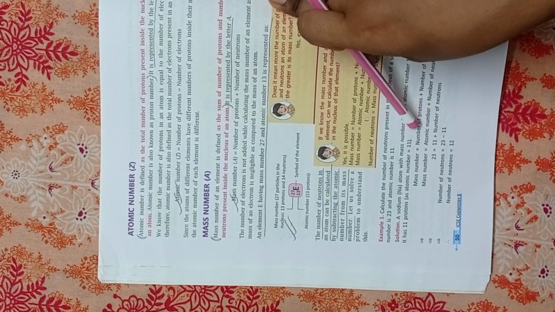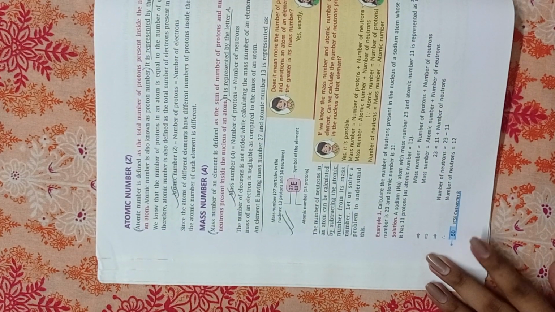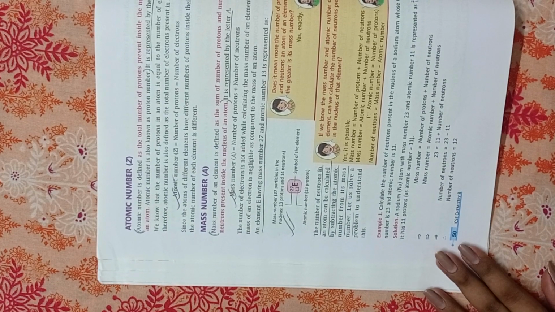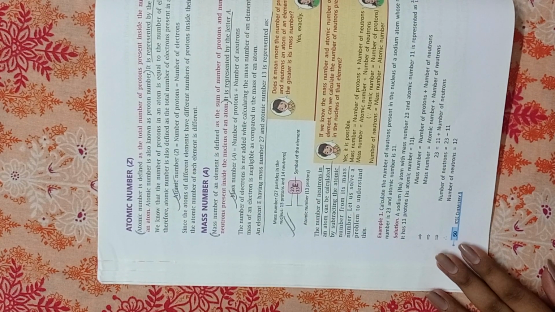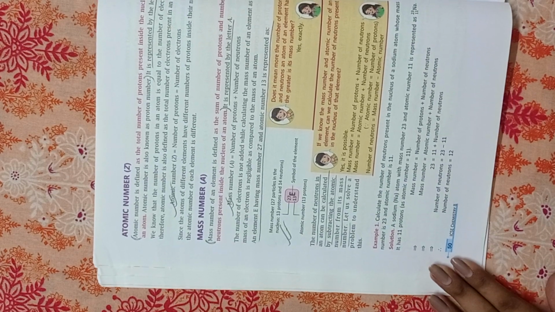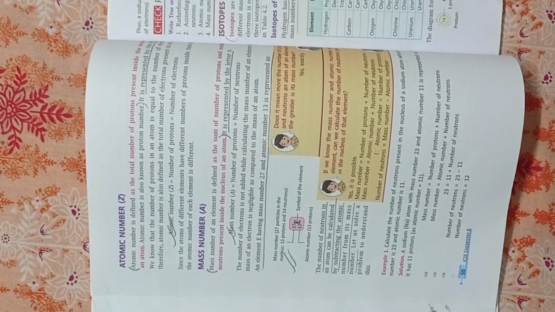Atomic number is defined as the total number of the protons present inside the nucleus of an atom. Atomic number is also known as the proton number. It is represented by the letter Z. Whenever I give the definition of the atomic number, you have to write it with this formula.